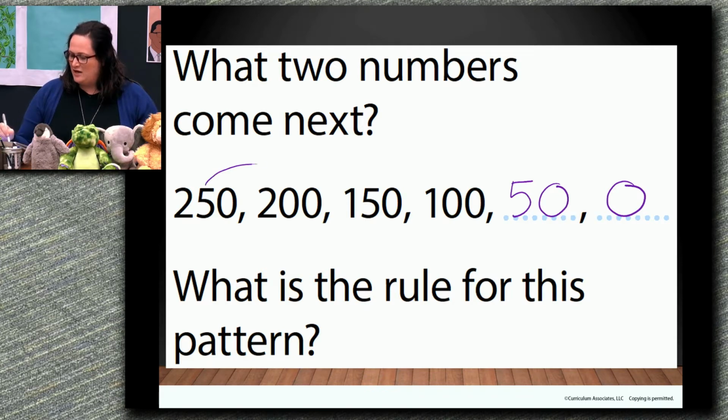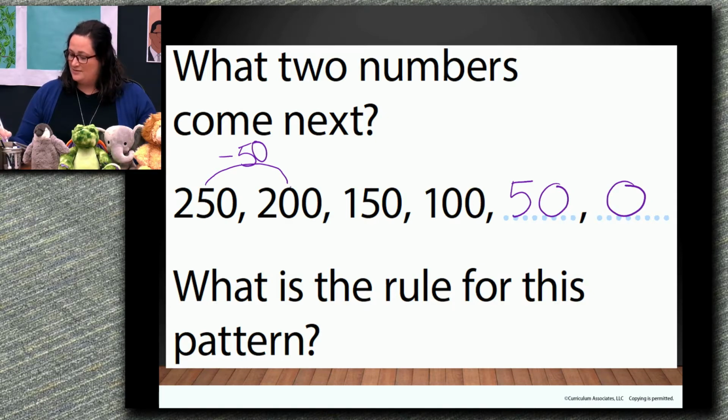How many do we subtract between these two? If you have $250, what do you have to do to get to $200? Spend 50, right? So we're going to take away 50. Now you have $200 at the mall. You go to the next store, and all of a sudden you only have $150 left.